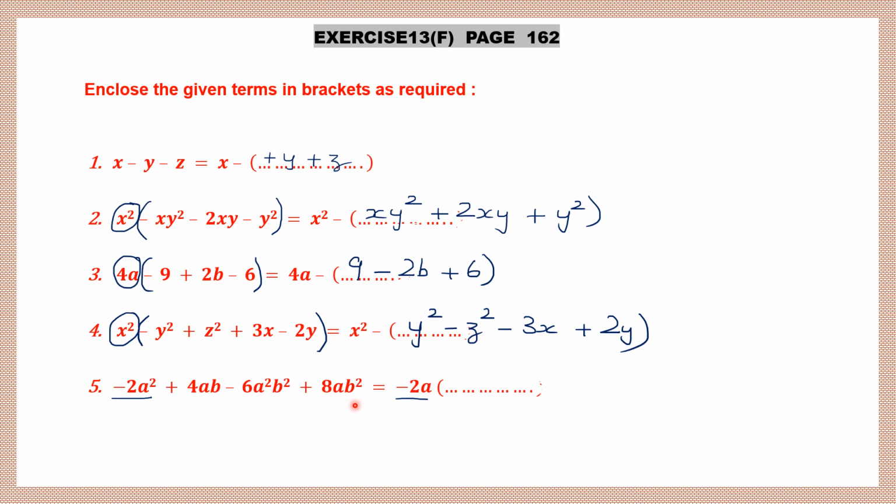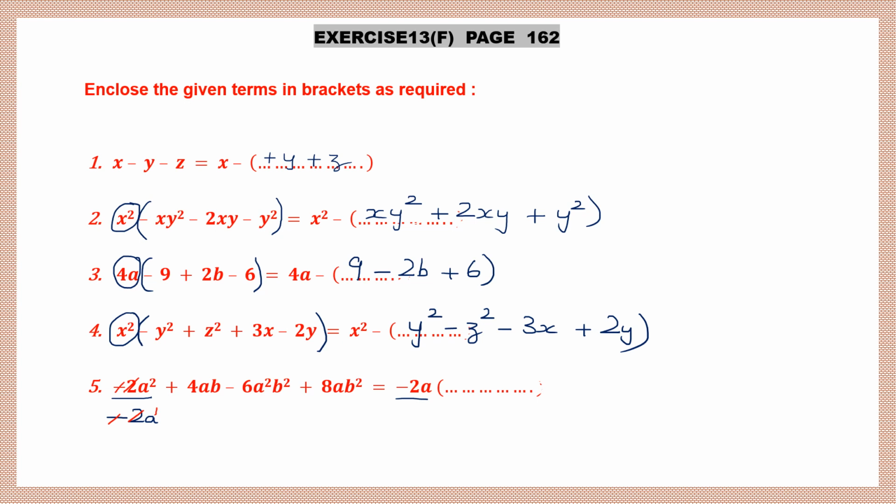So in that case, we have to find the answer by dividing each term here by minus 2a. Divide each term here on the left hand side by minus 2a to get the answer within the brackets. So let's do that. So minus 2a squared divided by minus 2a. So when you divide, the minus signs get cancelled. 2 gets cancelled. Now we have a to the power of 2 minus a to the power of 1, which is simply a. So inside the bracket, the first thing that I write is a.